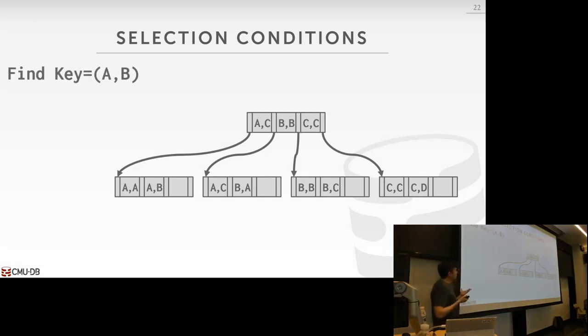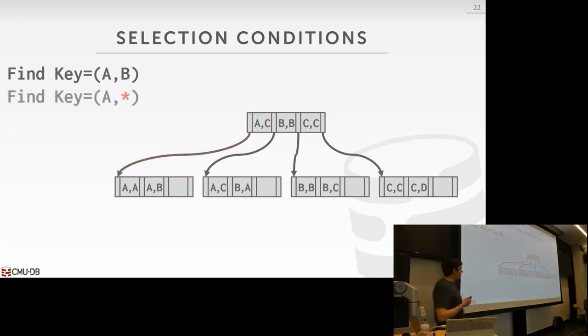So again, if I'm trying to do a lookup and find key A, B, well in that case, I have both attributes that I've defined in my key. So now I can just do a straight comparison: look at the first key, then look at the second key, and then determine whether I want to go left or right. In this case, A is less than or equal to A and B is less than or equal to C. So I know to find the key that I'm looking for, I go down this path, do whatever search I want to do in my node, and then I can find the entry that I want.